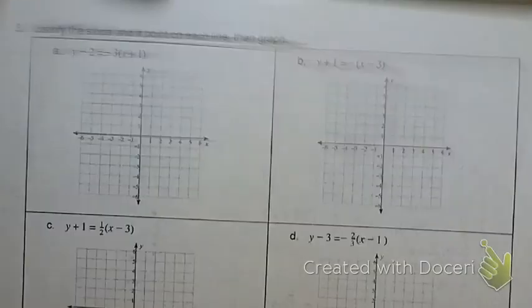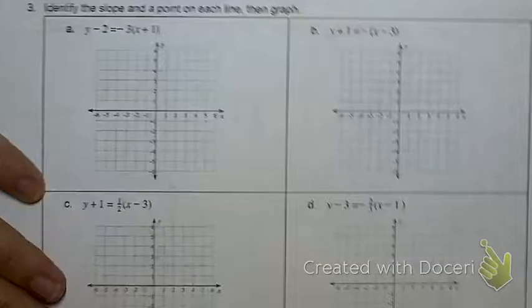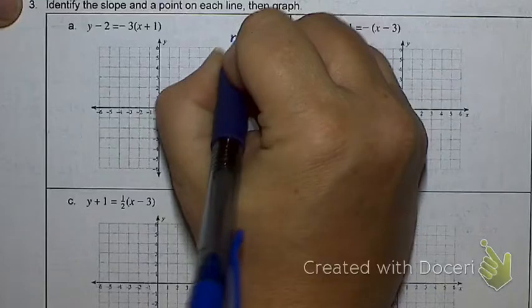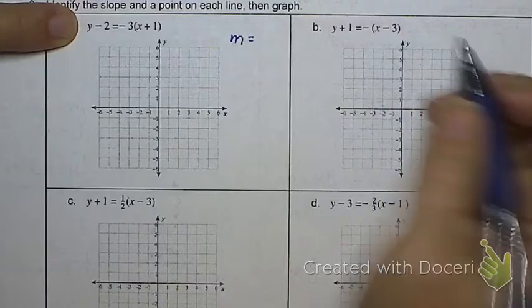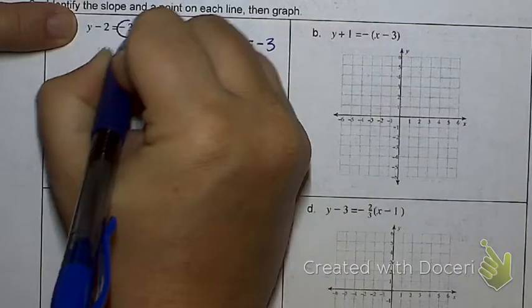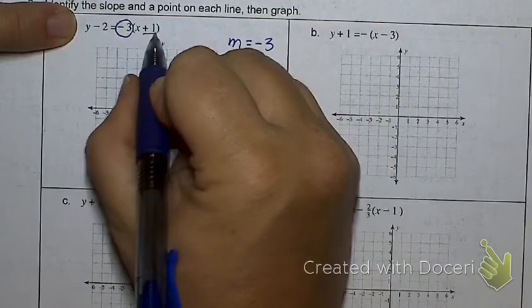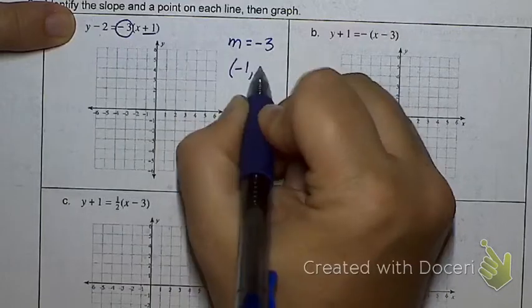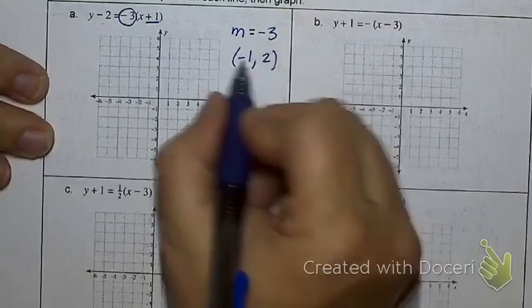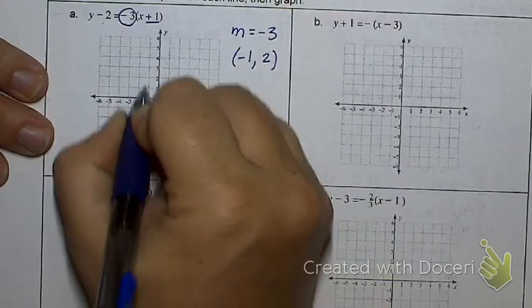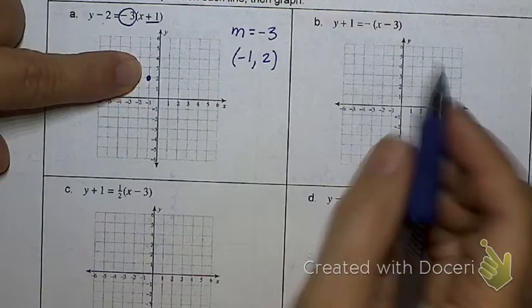Beautiful. Turn it over. Identify the point and the slope, and then graph. So what is the slope in this equation? -3, right? There's my slope. And what's the point they give me? -1, +2. I have to change those signs, just like when I put them into the equation. So I'm going to start off with that point, -1, 2, and plot that. That's going to be my starting place.